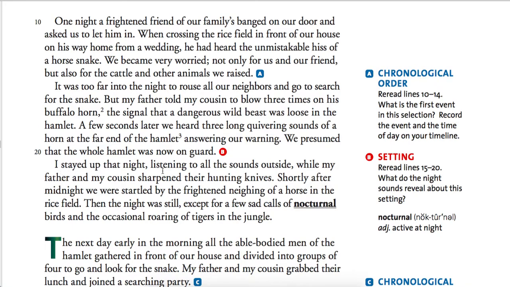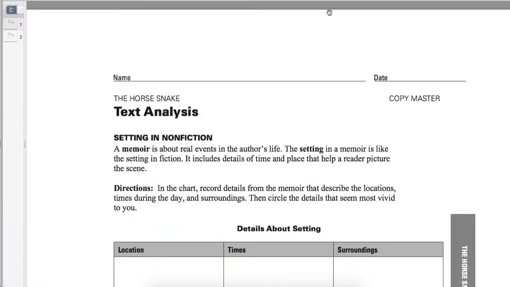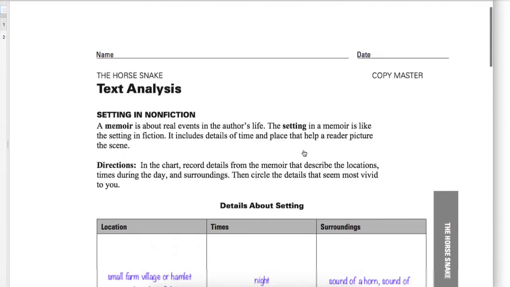I stayed up that night, listening to the sounds outside, so maybe he'll describe some of the sounds. While my father and my cousin sharpened their hunting knives, I have a question. Why would they be sharpening knives? Shortly after midnight, we were startled by the frightened neighing of a horse, there's a sound, in the rice field. Then the night was still, except for a few sad calls of nocturnal, which means to be at night, birds, and the occasional roaring of tigers in the jungle. So we have some sounds there. So, I turn my attention to my sheet.